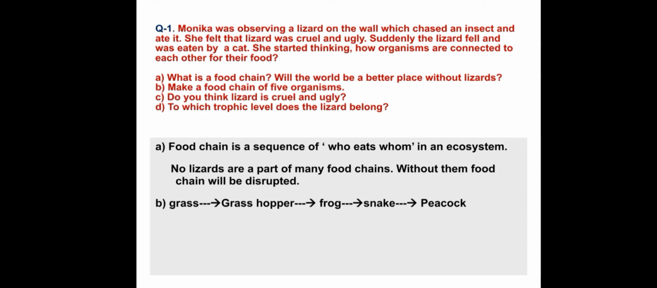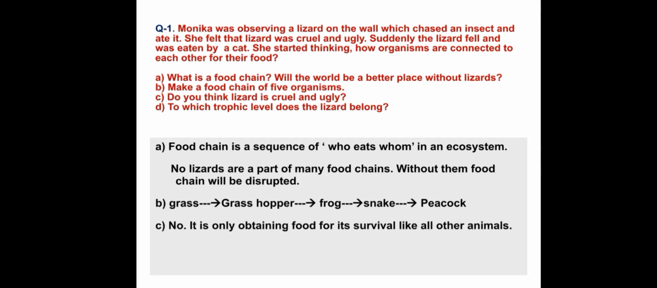Answer for this question B. Grass, which is a producer, or we can call it as an autotroph, which is in the first trophic level. And in the second trophic level, grasshopper. The grasshopper eats the grass. And the grasshopper is eaten by a frog, which is in the third trophic level. And next comes snake. Snake is in the fourth trophic level that eats frog. And this snake is eaten by a peacock, which is in the fifth trophic level. So, like this we can construct any other food chain also with 5 organisms.